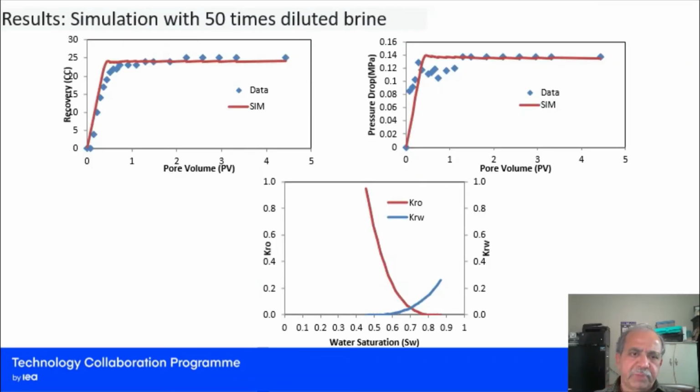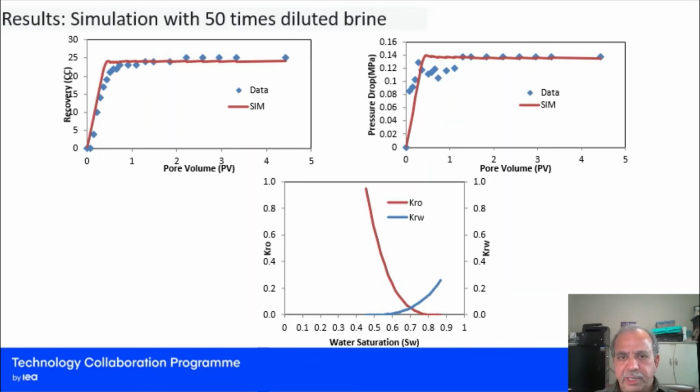Here the experimental data are shown by points, and the calculated simulated data is in the lines here. You can see we get an excellent history match of the recovery factor as well as pressure drop. And when the matches are good, we accept the relative permeability curves as being good. And this is what we did for all the core floods.